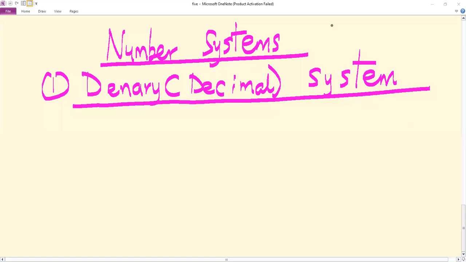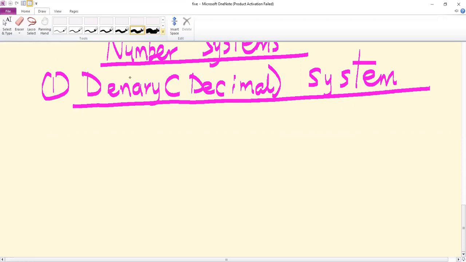Welcome to this session. In this session, we start describing each of the number systems we introduced in the previous session. So the first number system is the denary or decimal number system. So we say this is the most commonly used number system.